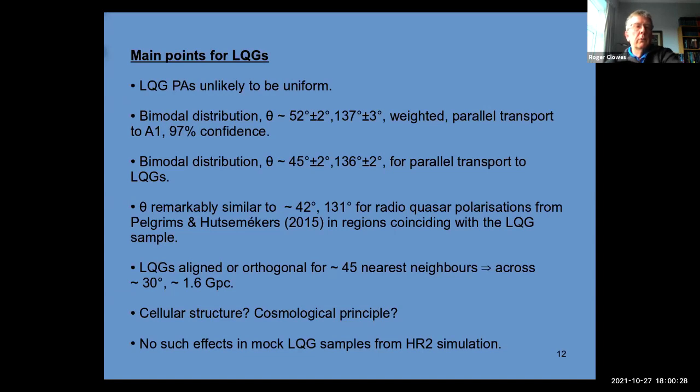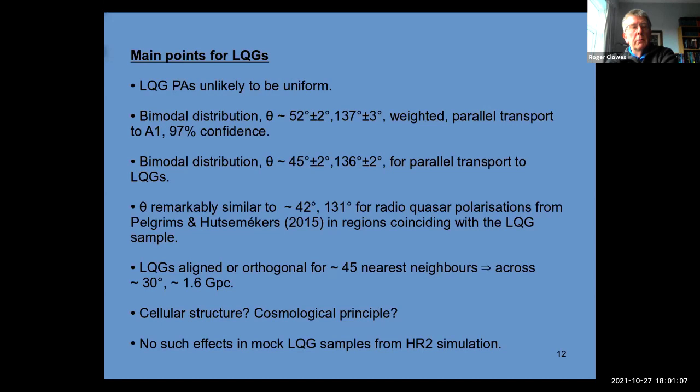So not only do LQGs themselves potentially challenge the cosmological principle just by virtue of sheer size, but you also have the fact that they appear to be either aligned, parallel, or orthogonal to each other across large scales. So what does this mean? Well, does it mean that the universe has some kind of cellular structure? Or does it mean a further challenge to the cosmological principle?